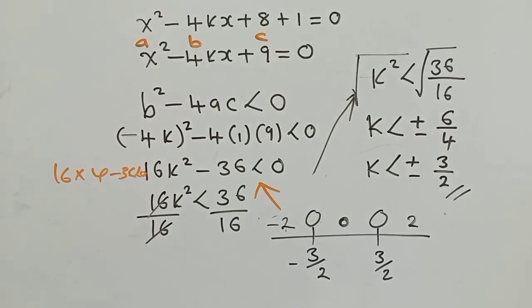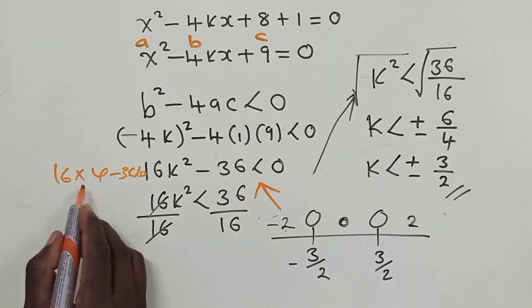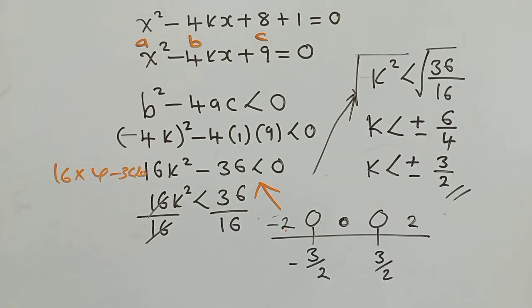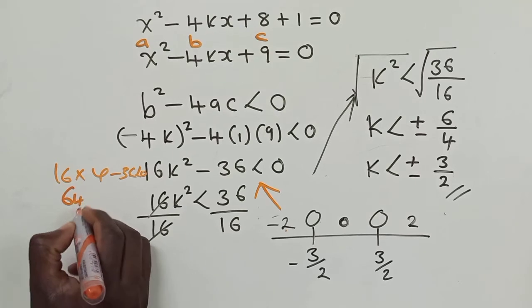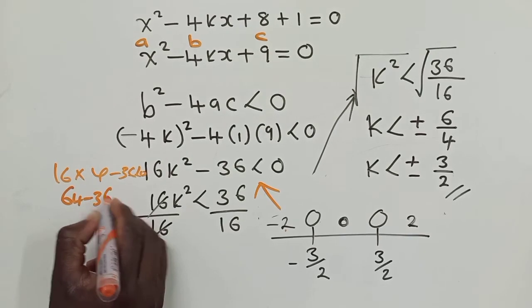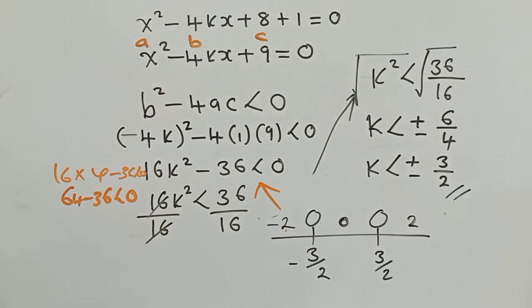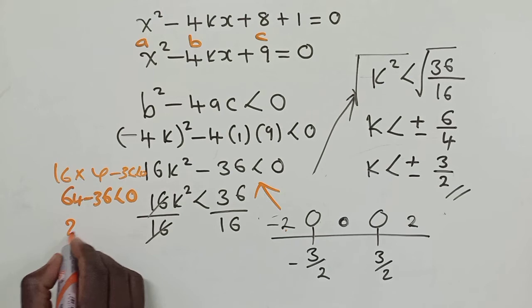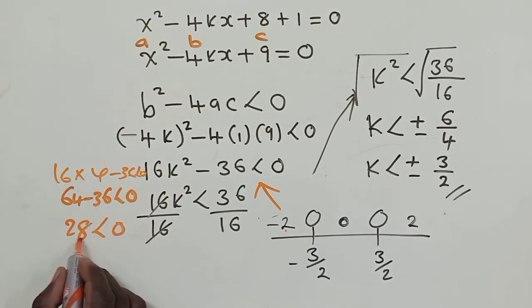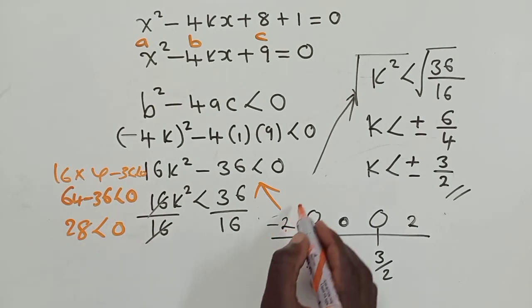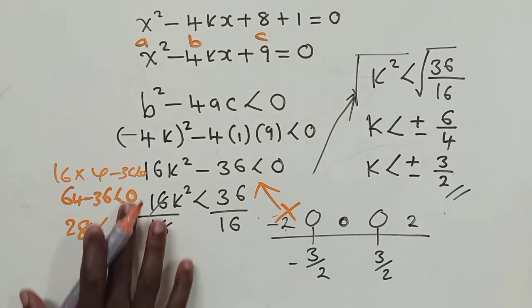So when I solve, what am I getting when I say 16 times 4? I'm getting a 64. So 64 minus 36 is less than 0. When I subtract 36, what am I getting? I'm getting 28. Is 28 less than 0? No. So this part, no, it's not accepting.